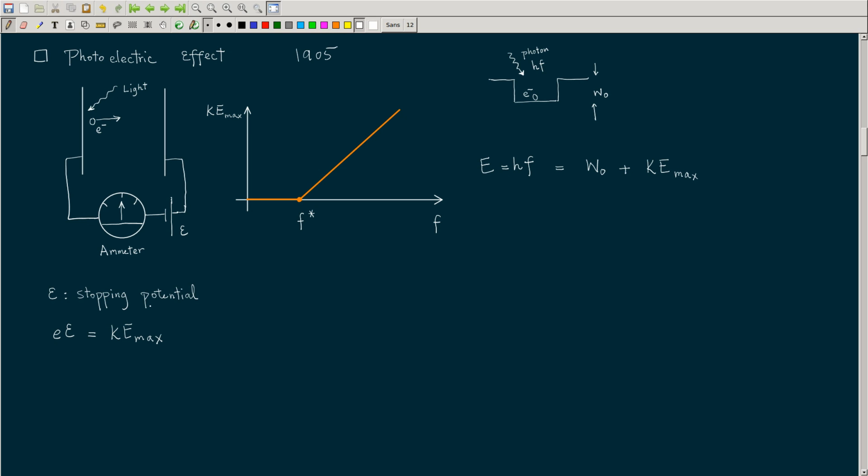This E is called the stopping potential, the EMF of the battery that you use to stop the electron before it reaches this plate, and it's just for the matter of experiment. The theory we have is this one formula here, which was explained in 1905.